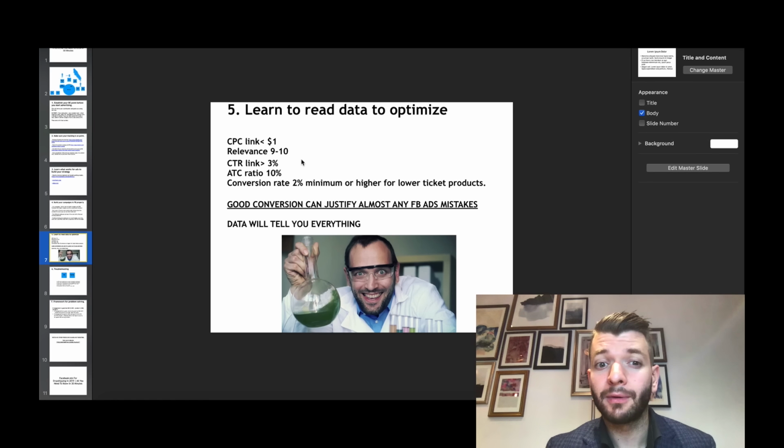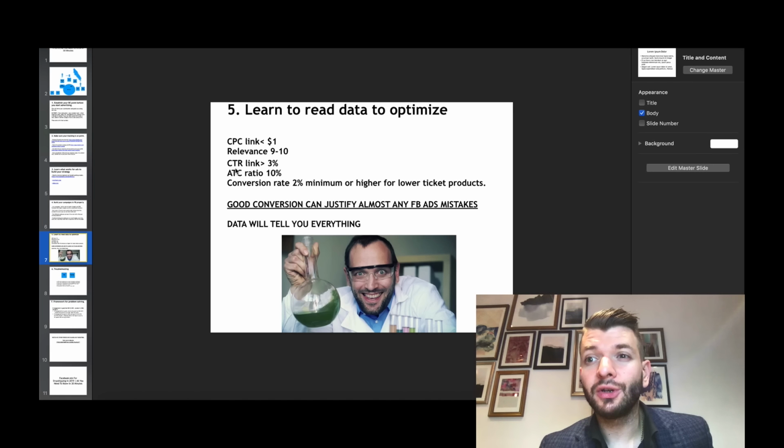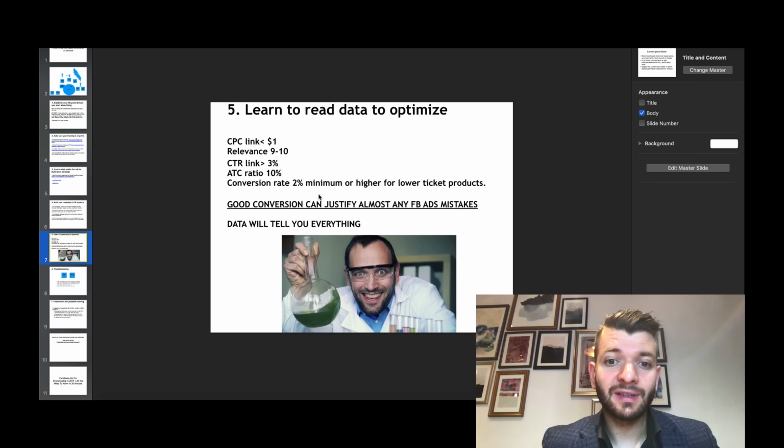You have to optimize and test different variations to find what actually resonates with people, right? And then add to cart ratio. If you have, let's say, 100 clicks, you need to have at least 10 add to carts, so 10% of people who visit your website add a product to the cart. And the conversion rate, minimum 2% or higher for lower ticket products. Sometimes the product might cost $12 or $20, and the conversion rate might be 5-10%.